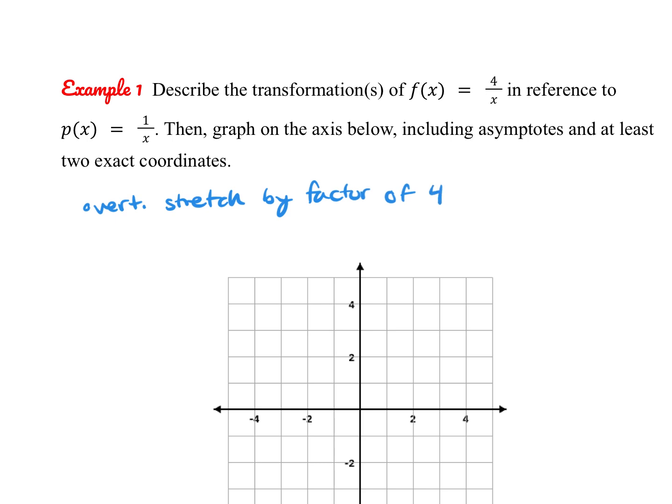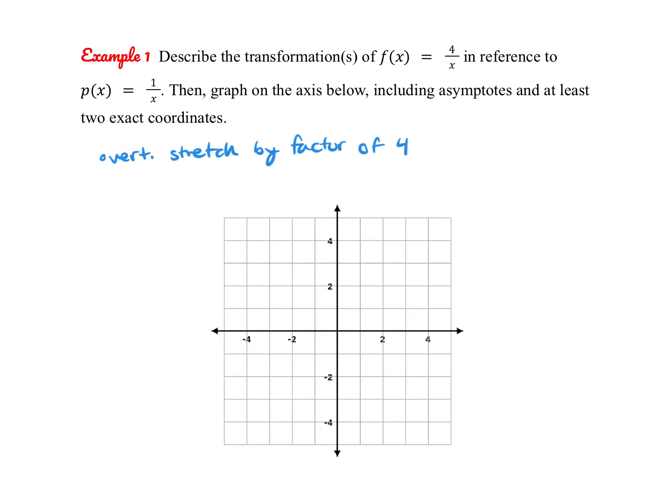So you'll notice that there are no translations. So h is 0 and k is 0. That means that our vertical and horizontal asymptotes are not moved. They're going to be in the same place as our parent function. So y equals 0 and x equals 0. And remember, please always draw in asymptotes as dotted lines, and let's label the equations as well.